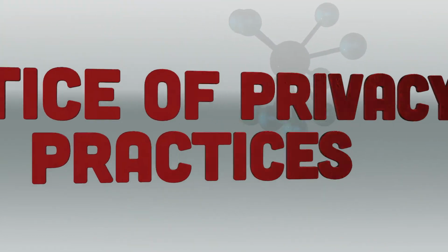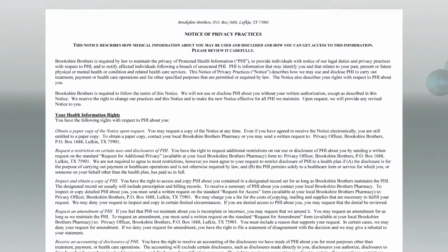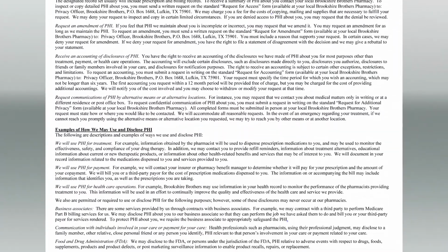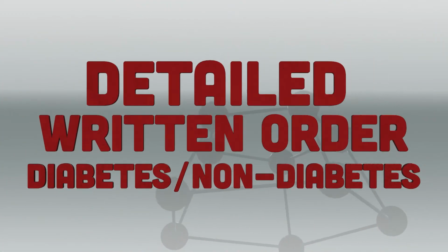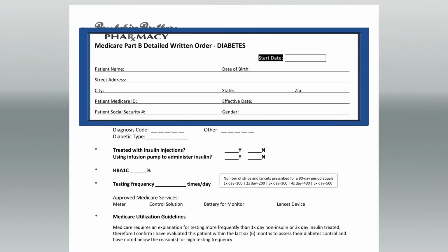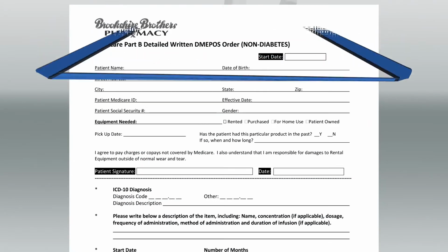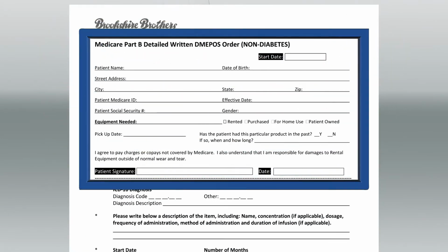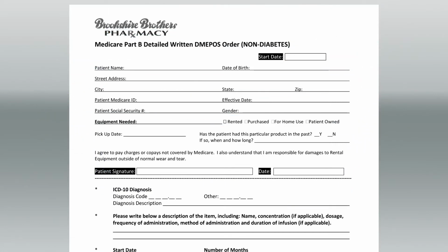Notice of Privacy Practices. This is the same as the HIPAA Notice of Privacy Practices that you already give to each new patient. Detailed Written Order, either the diabetes or non-diabetes version. The detailed written order form, diabetes, should be filled out by the patient and faxed to the prescriber whenever you are billing diabetes testing supplies and/or insulin for a pump to Medicare Part B. The detailed written order form, non-diabetes, should be filled out by the patient and faxed to the prescriber whenever you're billing any other type of DMEPOS or Medicare Part B covered medications.